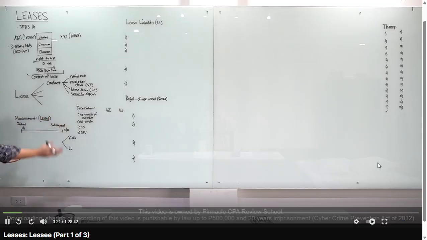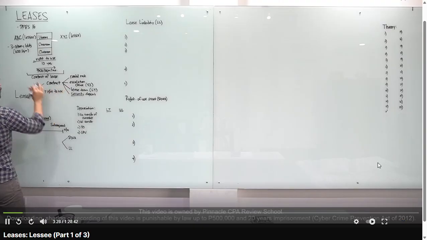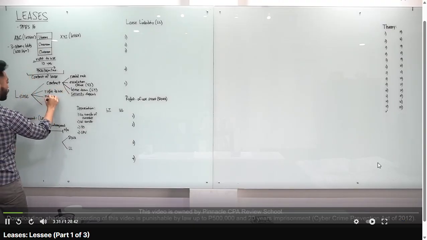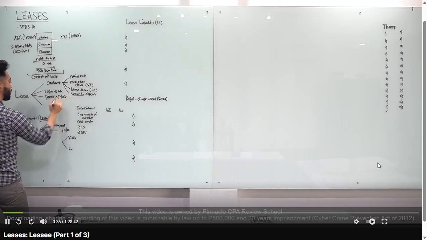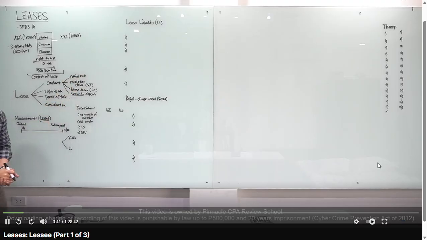Okay? Now, let's go back to the definition. A lease is a contract that conveys the right to use the asset. Again, the one who has the right to use here is the lessee for a period of time. We call the period of time the lease term, in exchange for a consideration. So the consideration is the rental rate, which is 100 pesos per square meter per month. Okay, this is the definition of lease under PFRS 16.